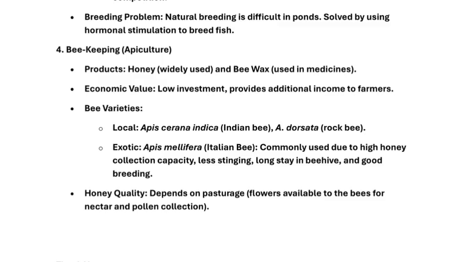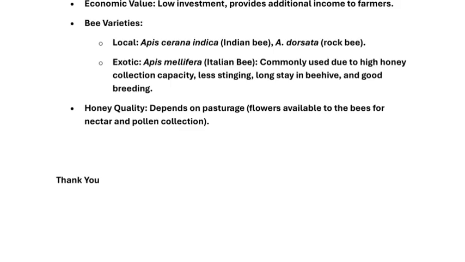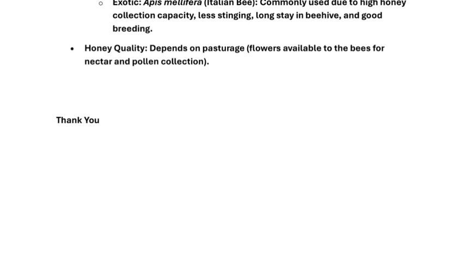Beekeeping, or apiculture. Products: honey, which is widely used, and bee wax, used in medicines. Economic value: low investment, providing additional income to farmers. Bee varieties: local, Apis cerana indica, the Indian bee, and A. dorsata, the rock bee. Exotic, Apis mellifera, the Italian bee, commonly used due to high honey collection capacity, less stinging, long stay in the beehive, and good breeding. Honey quality depends on pasturage, the flowers available to the bees for nectar and pollen collection.